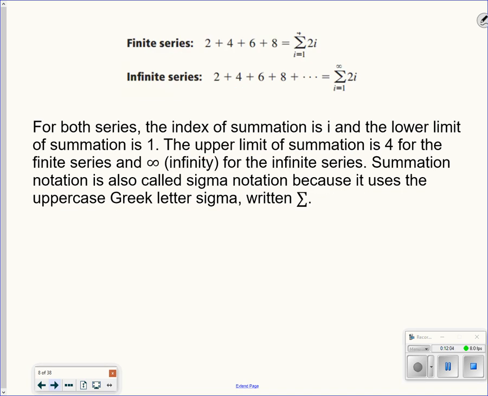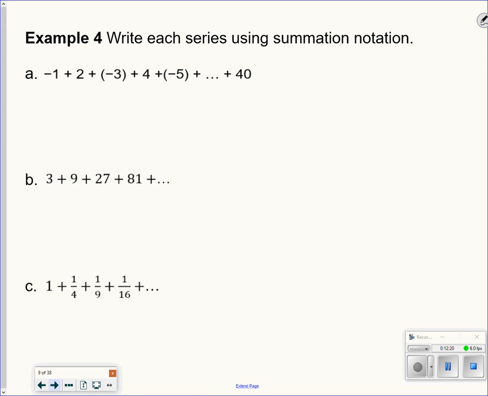For both series, the index of summation is i and the lower limit of the summation is 1. The upper limit of the summation is 4, and infinity for the infinite series. The summation notation is also a Greek letter, and I said this earlier, but it's the Greek letter sigma written as an E. So write each series using summation notation.